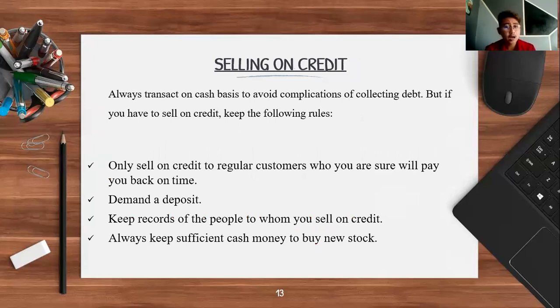So always transact on a cash basis to avoid the complication of collecting debt. But if you have to sell on credit, keep the following rules. So first, only sell on credit to regular customers who you are sure will pay you back on time. So last time na pinag-discuss natin, di ba sabi ko, you need to check the background of your new customer before you give them a product or before you give them money. Okay? So, make sure po na yung papautangin mo is yung customer or yung client na babayaran ka on the right time.